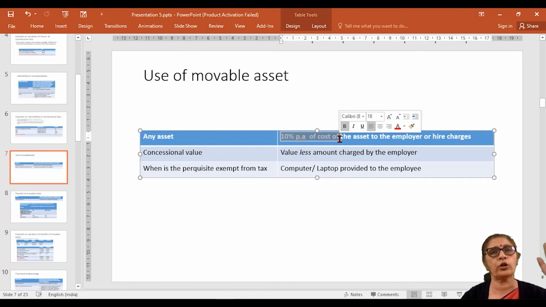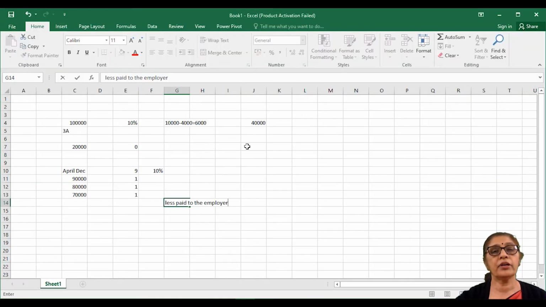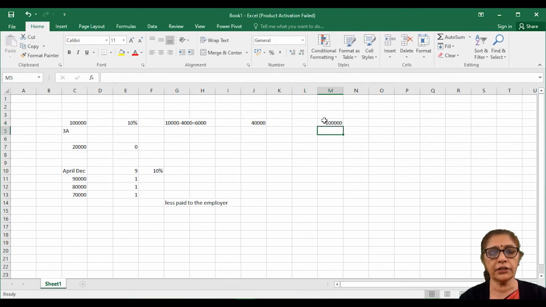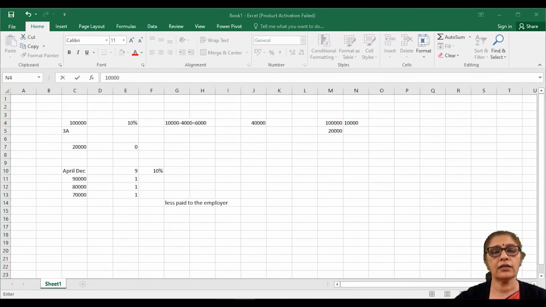Whenever you may have bought it, say you bought it 10 years ago for 1 lakh. But today, the written down value of that may be just 20,000. Basically, when you are using an asset, you are using an asset worth only 20,000 because it has been depreciated to the extent of 80,000. But the rule says 10% of the cost. Ignore WDV. The value of the perquisite would be 10% of 1 lakh, that is 10,000.